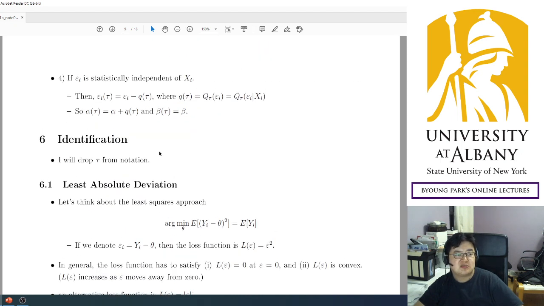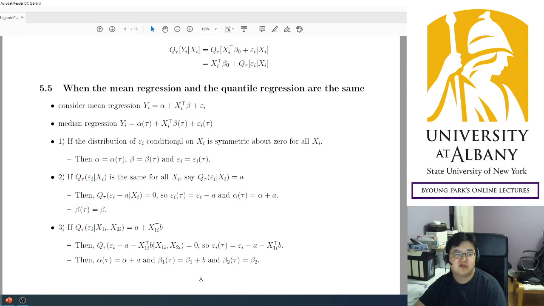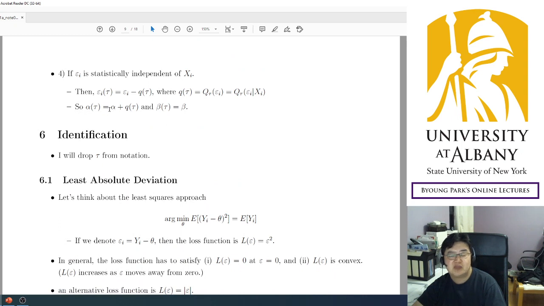This is the simple relationship. Finally, if epsilon is statistically independent of x, it is complete independence. Then the same thing happens. It is equivalent to case 2. You have the same slope. The slope does not change, but you have to readjust the 0 point. So that is the relationship between the mean and the quantile regression.